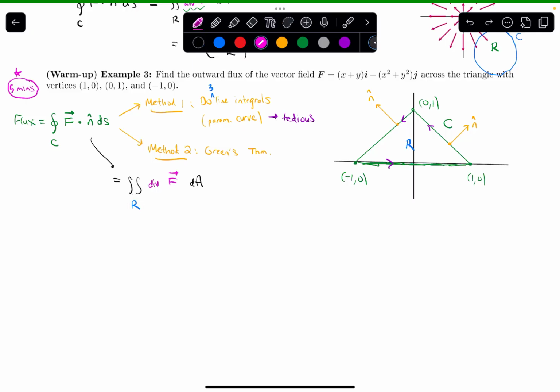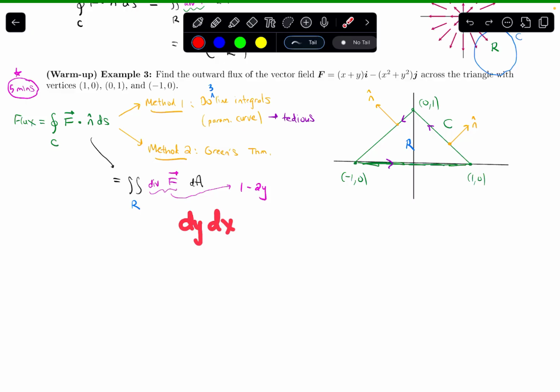So what's the divergence of F? We've seen this a few times now. You take this x component and do the partial of that with respect to x, which is 1. And you add to that the y component, and you do the partial of that with respect to y, and that's going to be -2y. So you add those: it's 1 plus -2y. That's my divergence. So I have to do a double integral over this region of this function. I'm going to have to think about what order do I do it? dy dx? Or do I do dx dy?